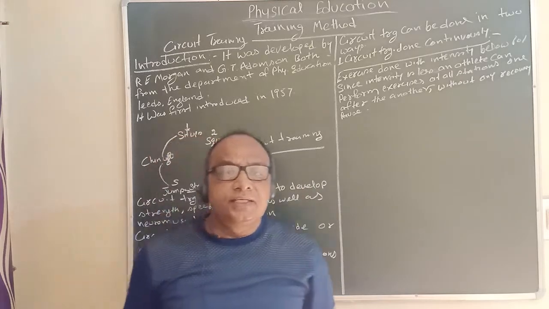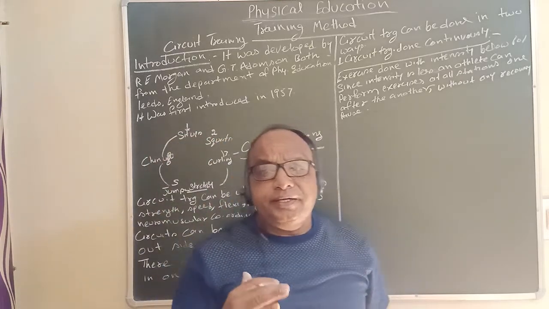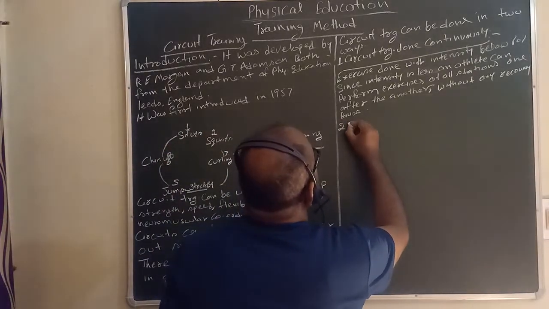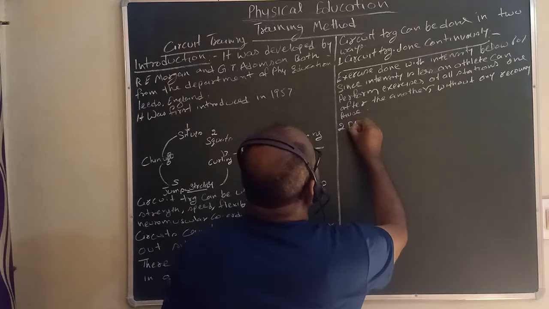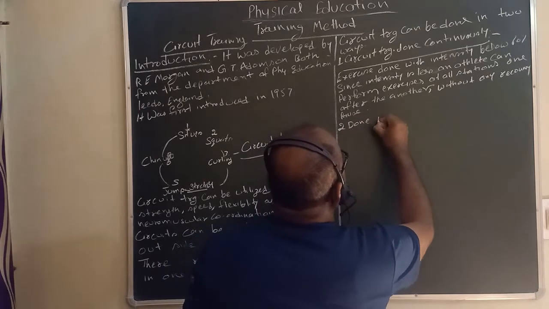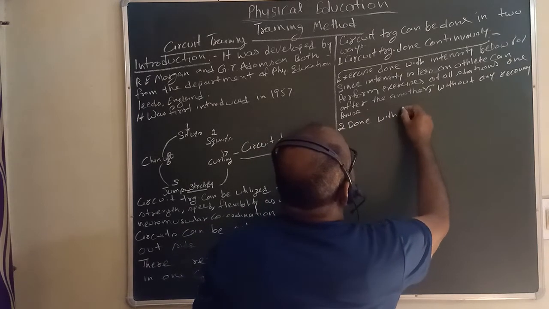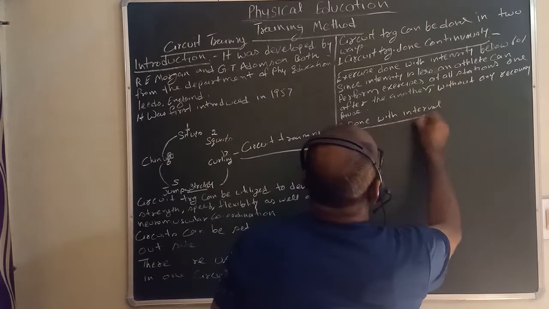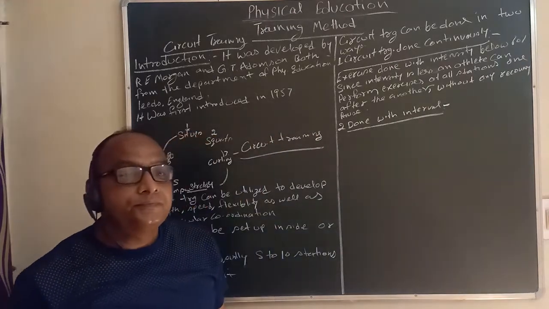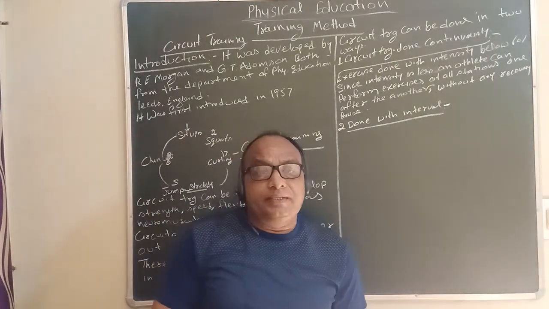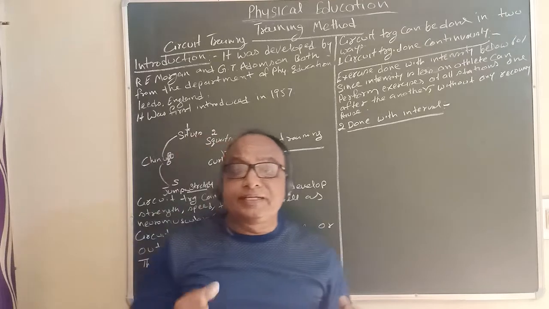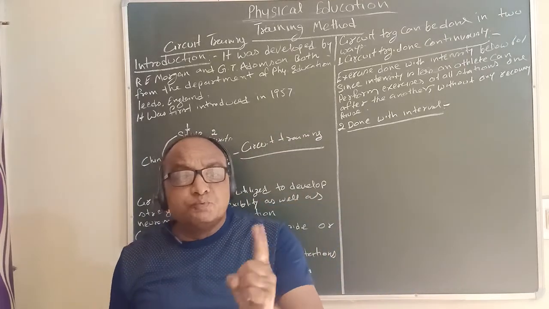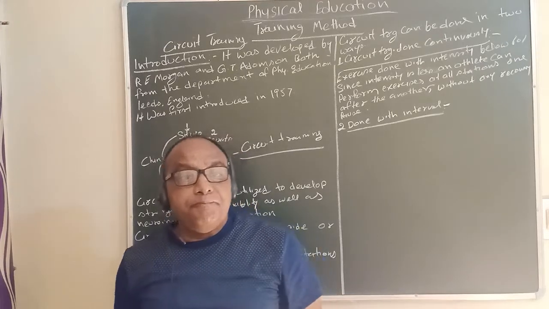And the next method is circuit training done with intervals. In this method, what happened? This method is done with higher intensity, that is more than 60% of the maximum.